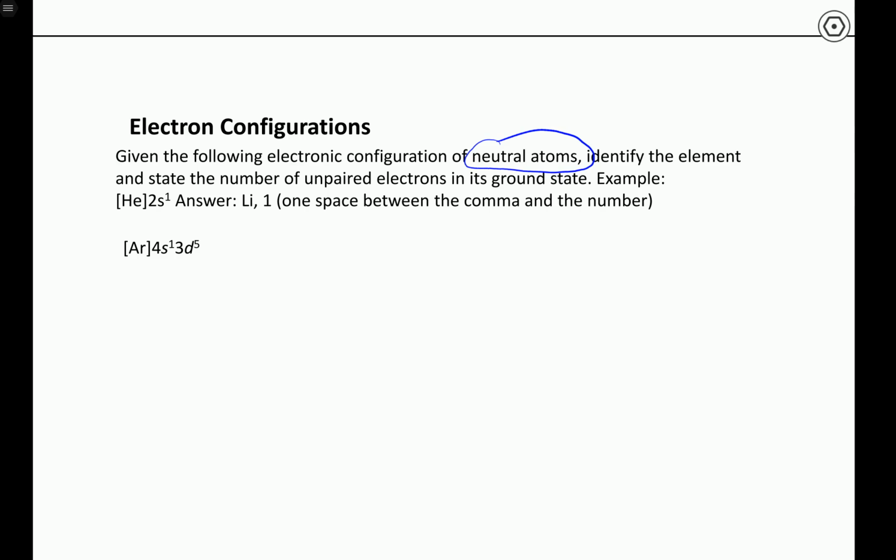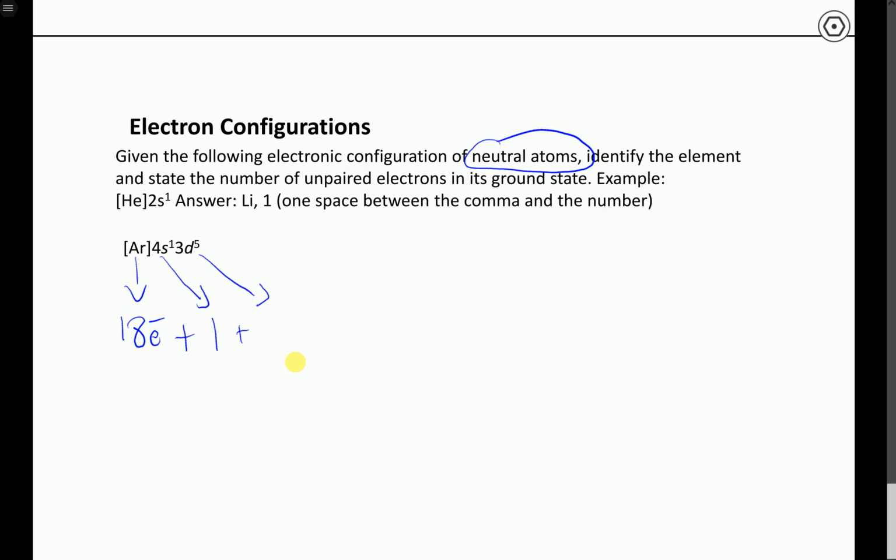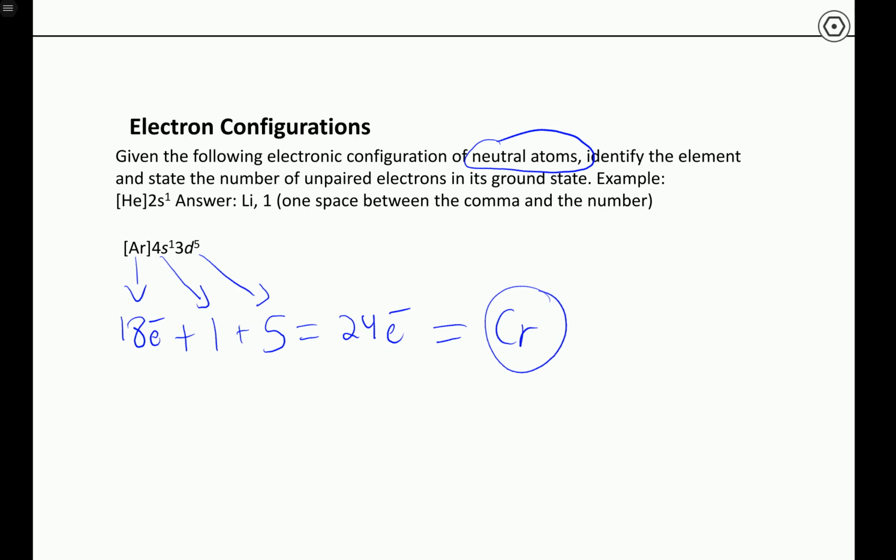So in this case, we have argon 4s1 3d5. Argon on the periodic table is atomic number 18, so that means we have 18 core electrons. We have 1 s electron and 5 d electrons. So whatever element we're talking about here has a total of 18 plus 6, which is 24 electrons. If we go to the periodic table, chromium, Cr, is atomic number 24. So that's the first part of our answer. This is chromium because it has 24 electrons.